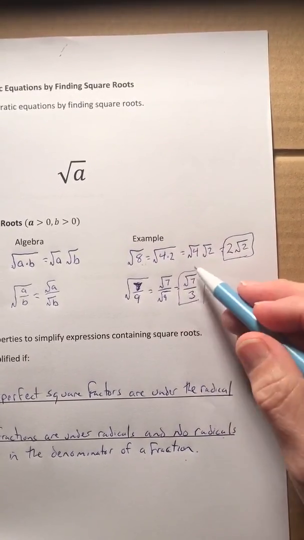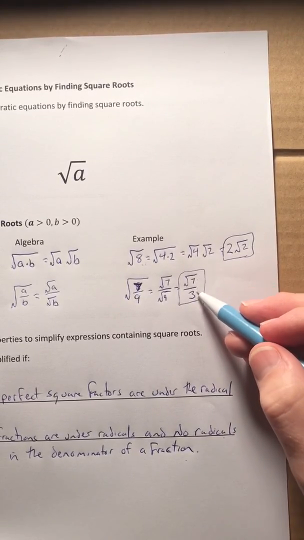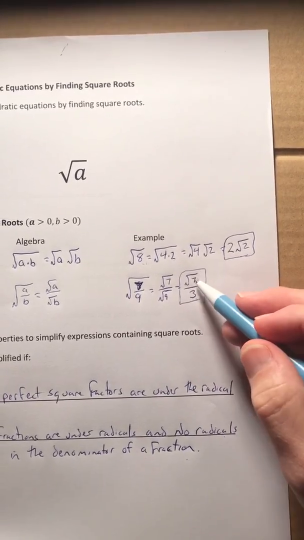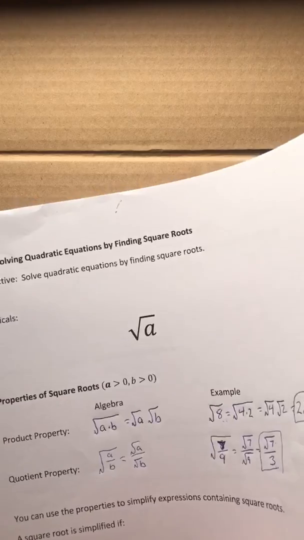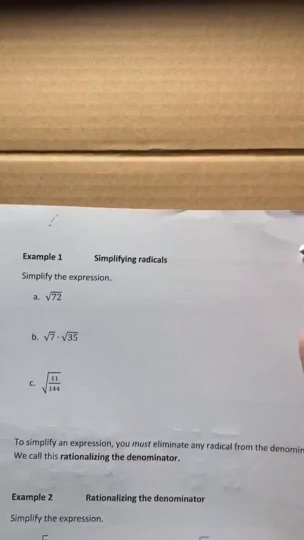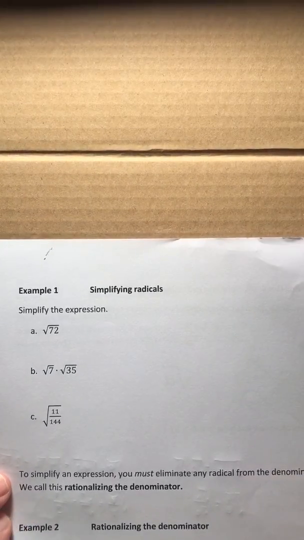Okay, we don't have any radicals over the whole fraction, and there aren't any radicals in the denominator. We can have radicals in the numerator. That's okay. So that is simplifying radicals. Now I'm going to give you an example of how we simplify radicals.